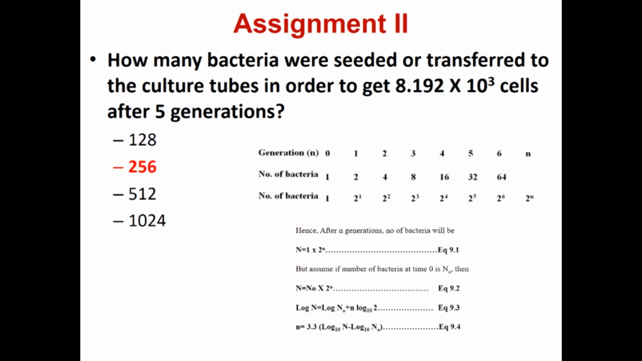Many of the students have asked, sir, how do we get this answer. This is a very simple question. In assignment 2 we asked how many bacteria were seeded or transferred to the culture tube in order to get 8.192 × 10^3 cells after 5 generations. So what we are asking is the number of cells inoculated into the media, so that you will get 8.192 × 10^3 cells after 5 generations.